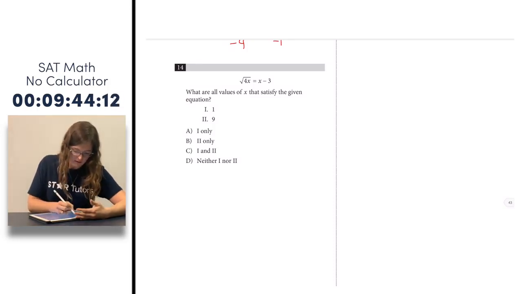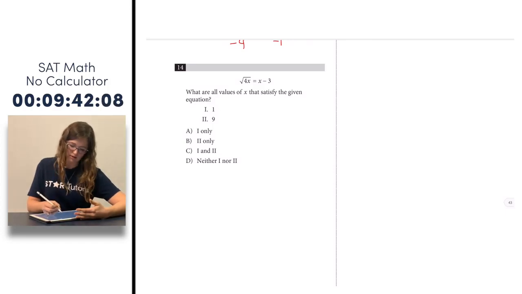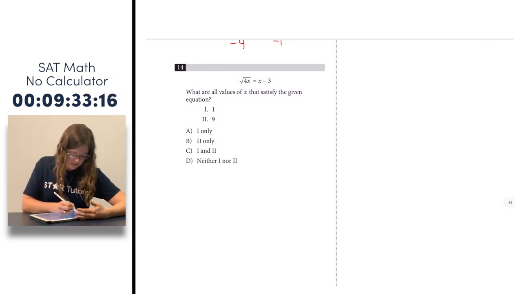Okay, I noticed that square root, and I don't really like square roots, so I think I'll square both sides. Or maybe I'll plug in. This one, they're giving us two choices: 1 and 9, and then either 1, 2, both of them, or neither of them. This seems like they really just want us to plug in the answers. So maybe let's do that.